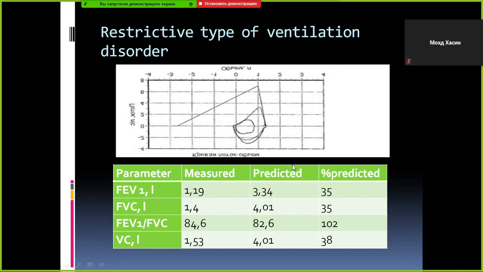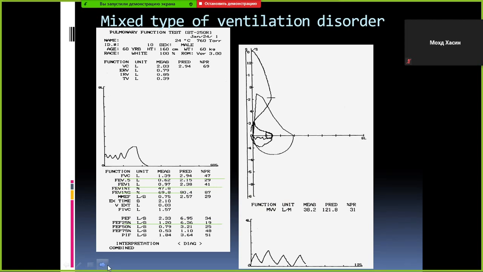Restrictive type. So if we analyze the result of spirometry, we see that forced vital capacity is extremely decreased, vital capacity is extremely decreased, and the ratio of forced expiratory volume to forced vital capacity is even increased. And if we pay attention to the flow volume loop, we see that in case of restrictive type of ventilation, the shape of the loop looks like normal, but it is extremely narrowed. It means restrictive type of ventilation disorder. And mixed type, when we have all parameters decreased.